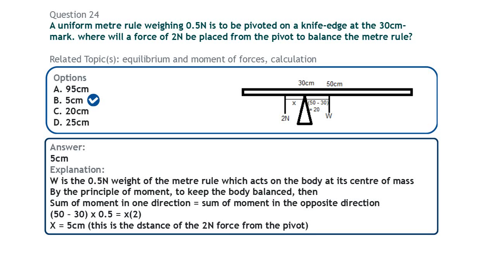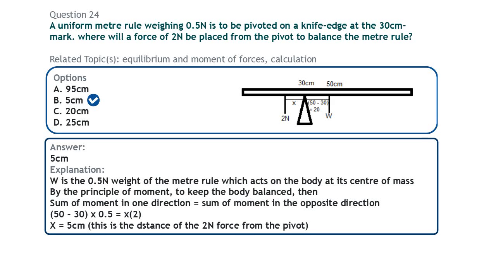So you are going to have 50 minus 30 times 0.5 is equal to this 2 Newton here. That's for the moment in the other direction, in the anti-clockwise direction. So this will be 2 Newton times the distance between it and where this knife edge has also been pivoted, which is x. So 50 minus 30 is going to be 20. 20 times 0.5 is 10. That means on this side we are going to have 10, while here is x times 2, that is 2x.